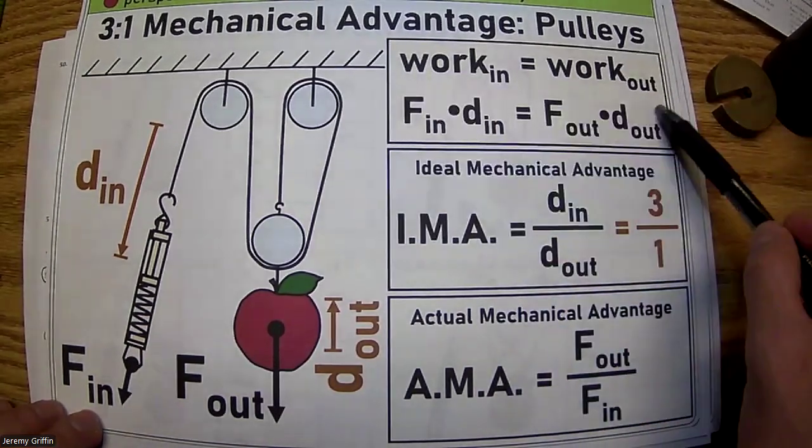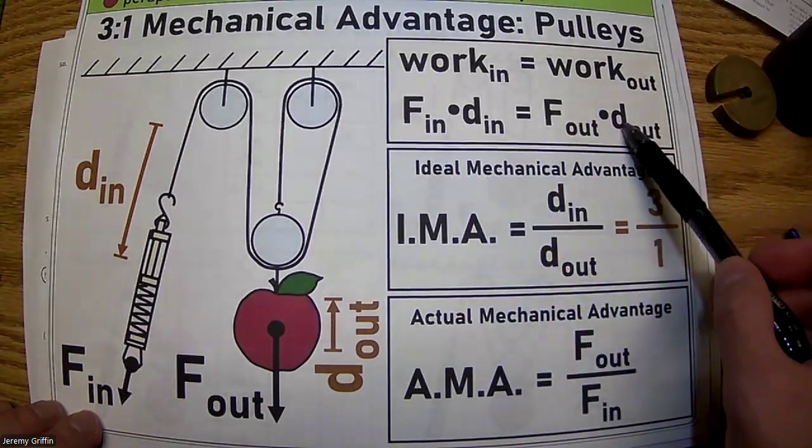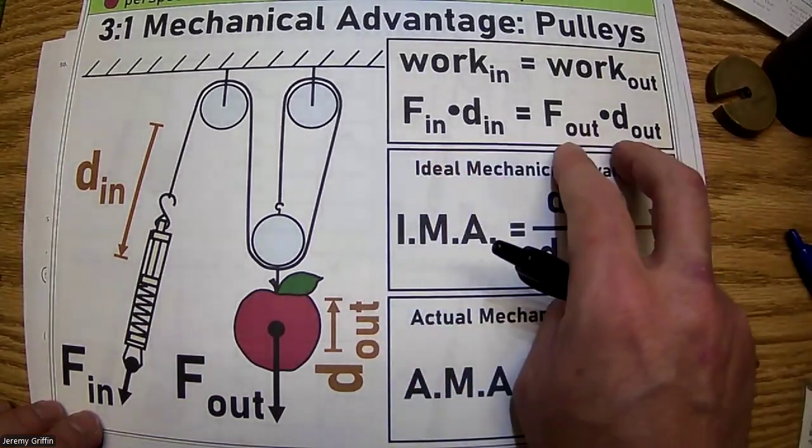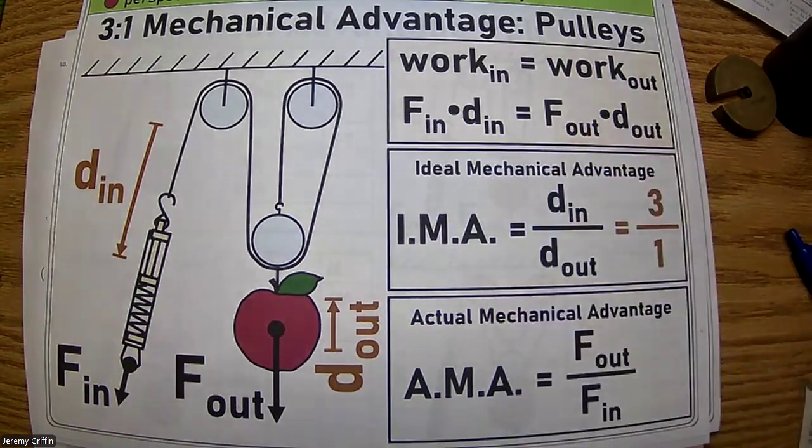But the guiding principle is conservation of energy. Work input equals work output. So force times distance in could be equal to force times distance out, if you have 100% efficiency.